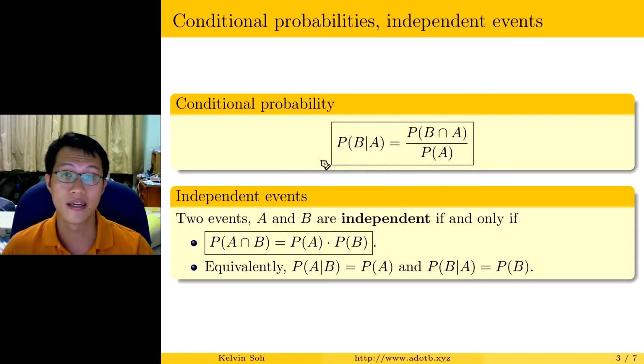The first formula is the formula for conditional probability. The probability of B given A is given by the probability of B intersect A over the probability of A. Meanwhile, when we are told two events are independent, we have the formula that the probability of A intersect B is given by PA multiplied by PB. There are two other equivalent formulations of the concept of independence, but for this video, we will focus on this first one. So with that, let's take a look at the 2015 question.